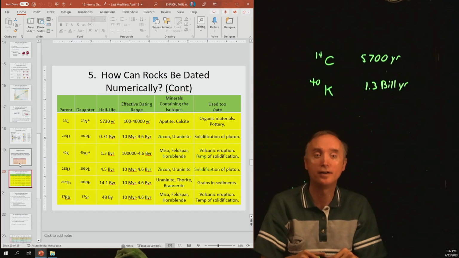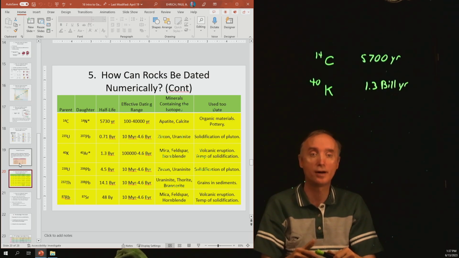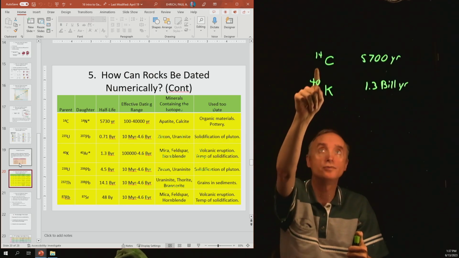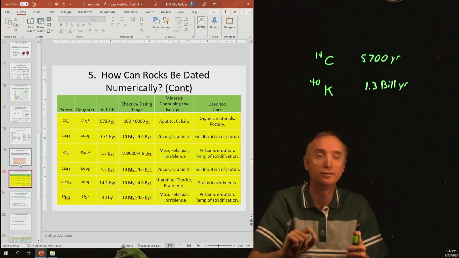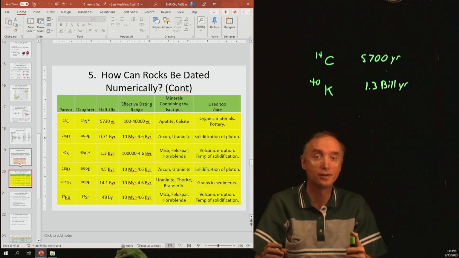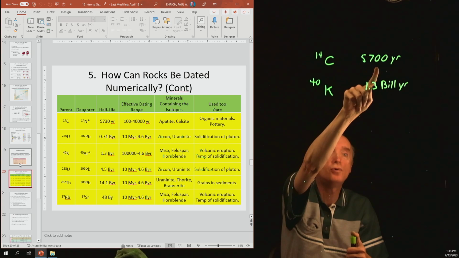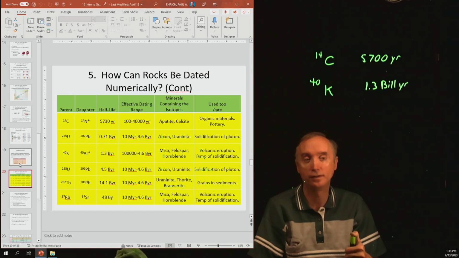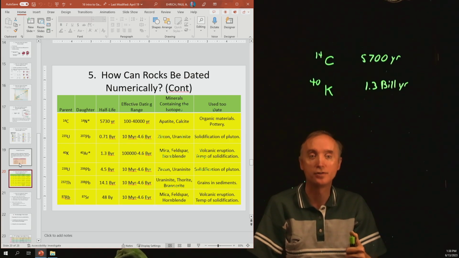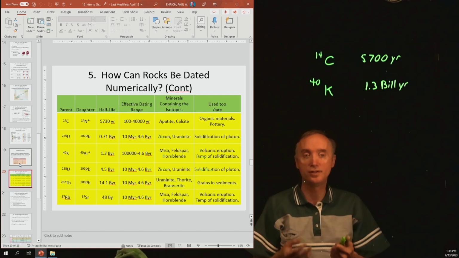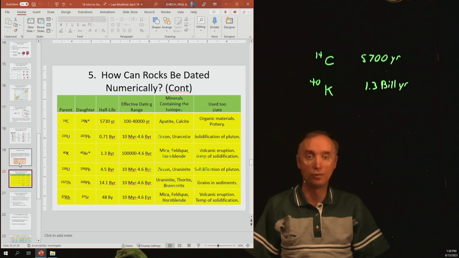Now, let's say that you find a trilobite, and this trilobite is about 500 million years old. Would we want to use carbon-14 to date it? No, because in 500 million years, this stuff would have gone through so many half-lives that there would be hardly any carbon-14 left in the trilobite. So you have to be careful about which method you use in order to date a particular kind of rock or fossil.